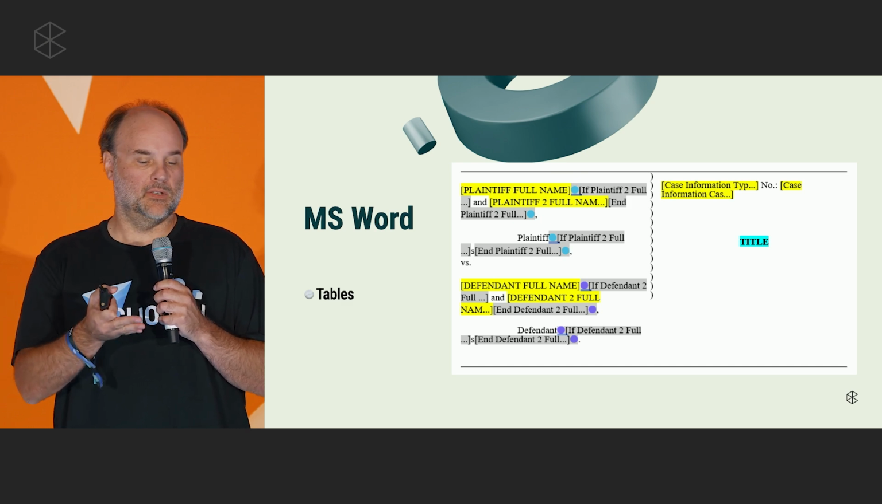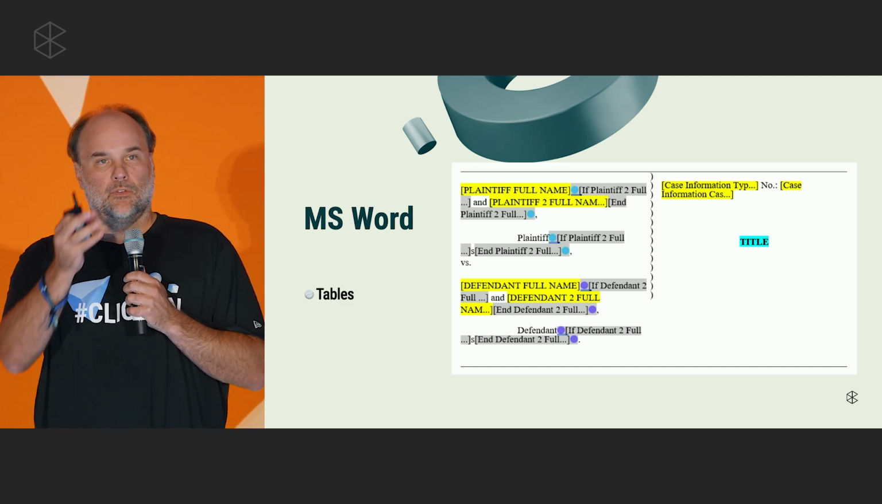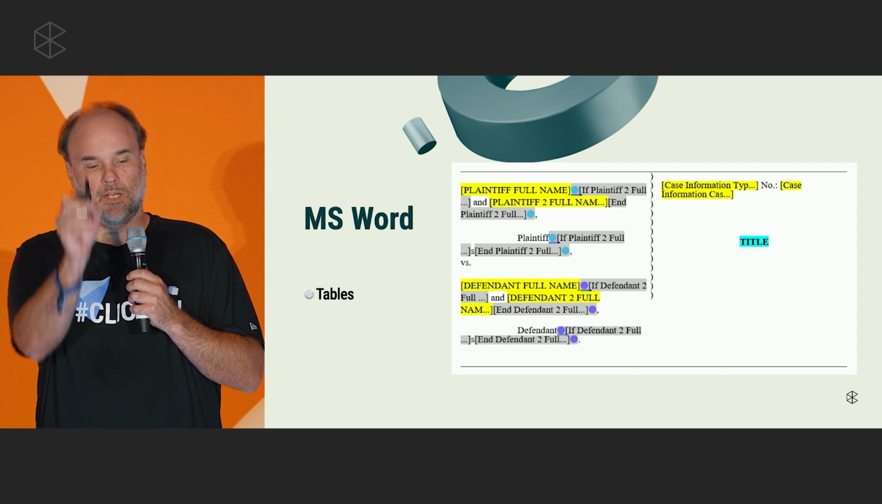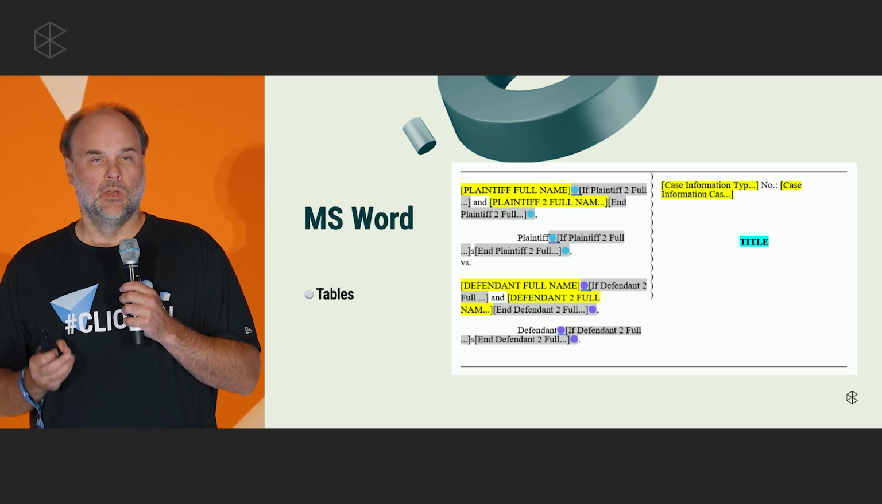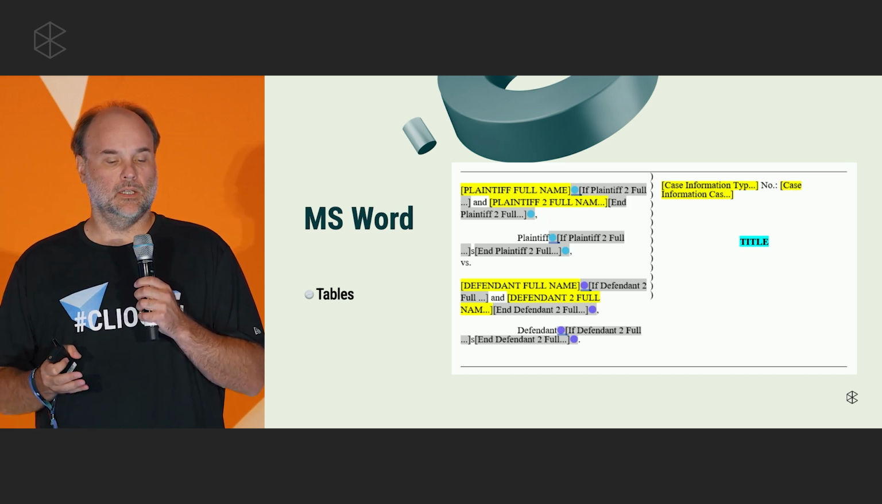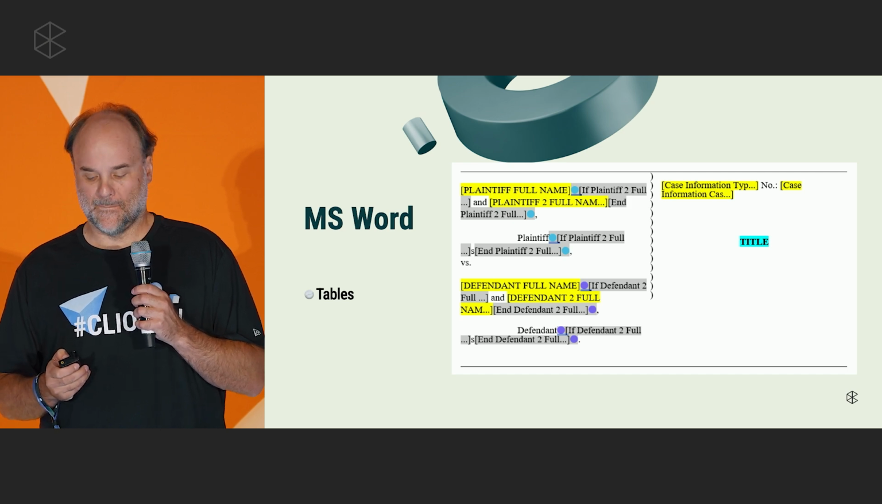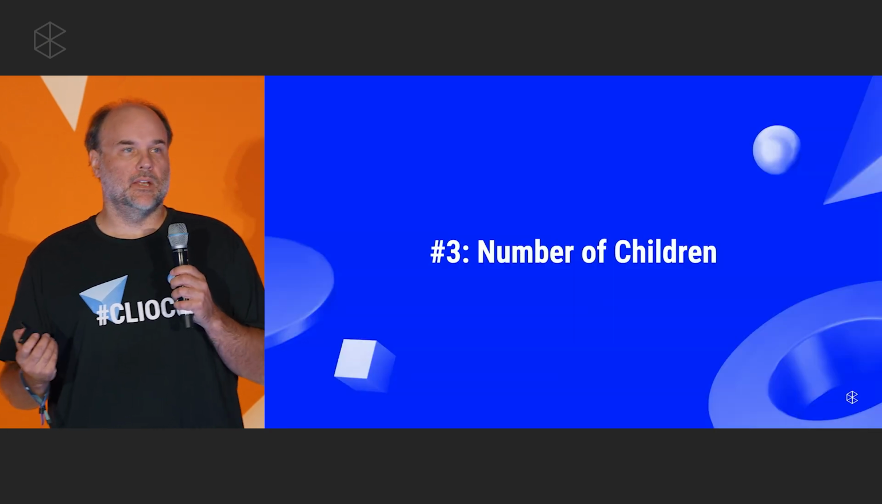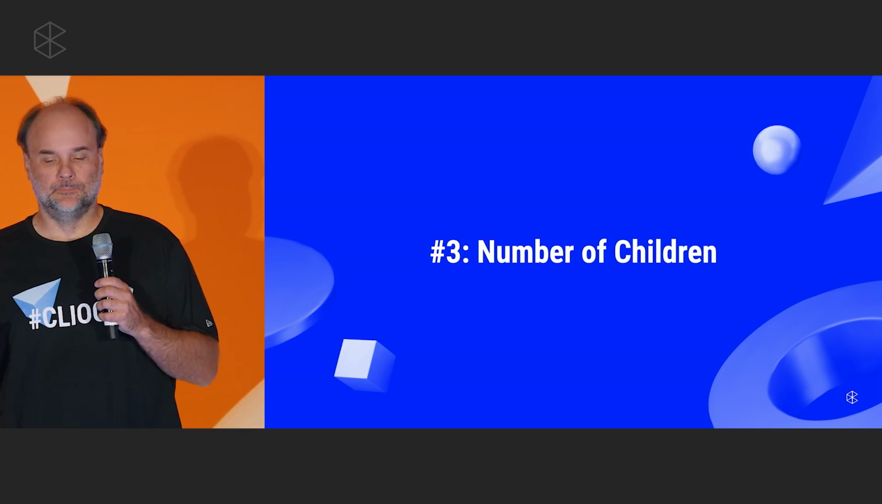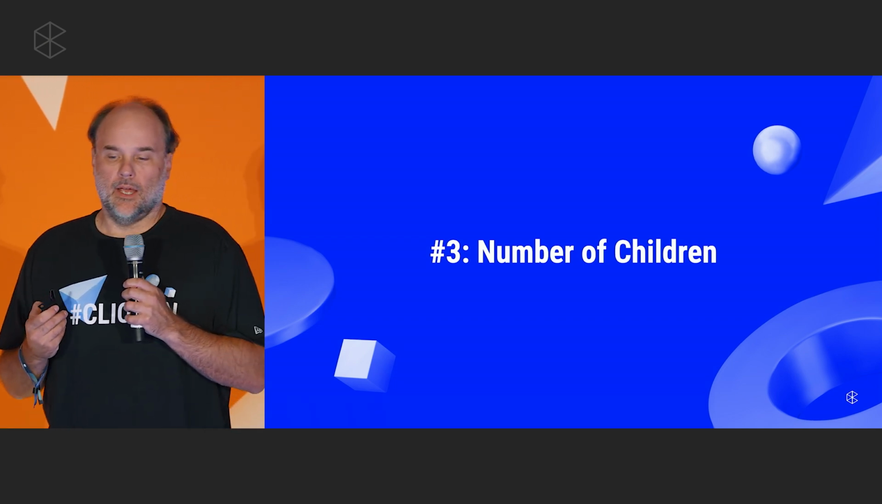So you want to use, and this is a 1x3 table, where you have your plaintiff v. defendant, your separator, and then your case information. So tables keep things nice and tightly aligned vertically. All right, so that was our second use case, one or two clients. So now we're going to look at number of children.